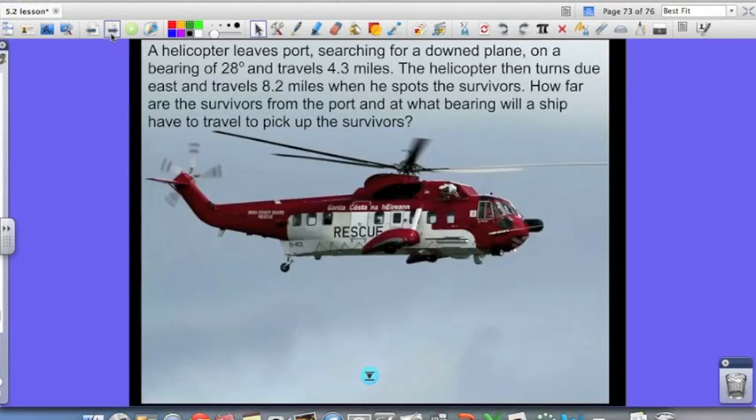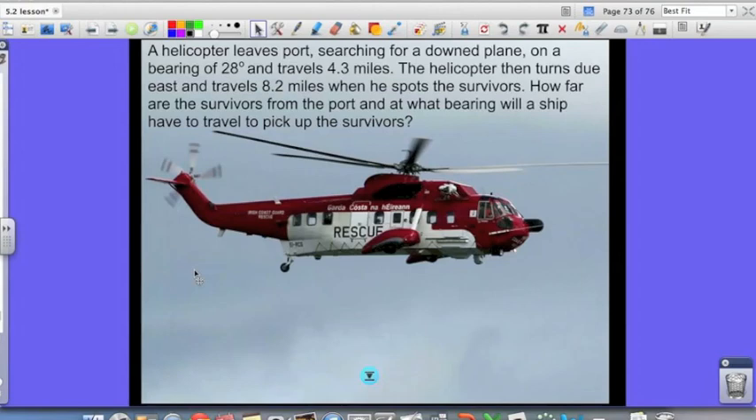All right, a cool problem. I mean, maybe they're using this helicopter flying looking for debris or stuff from that Malaysian jet that went down, etc., but this could be anything. A helicopter leaves port searching for a down plane on a bearing of 28 degrees. Remember what a bearing is. If you're having difficulty, talk with somebody else in class.